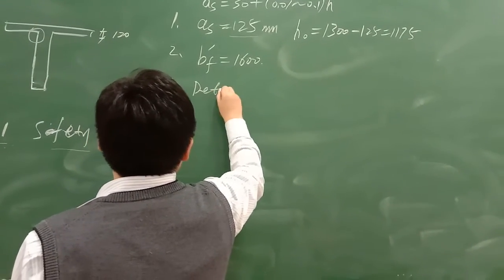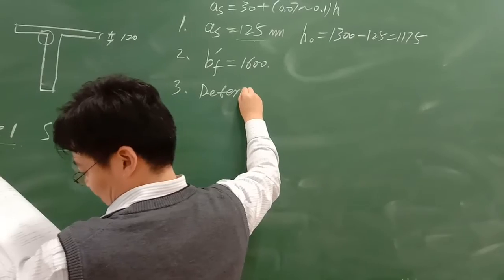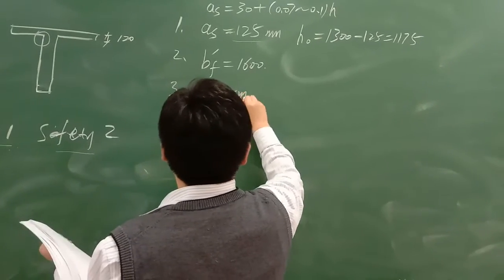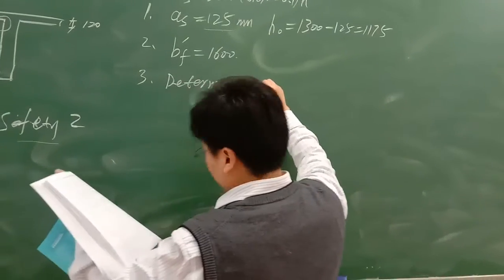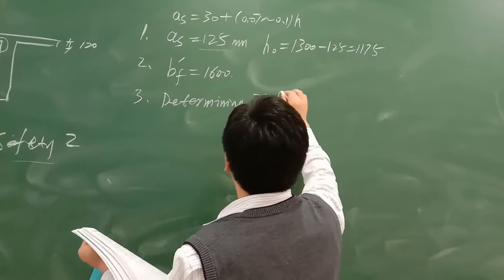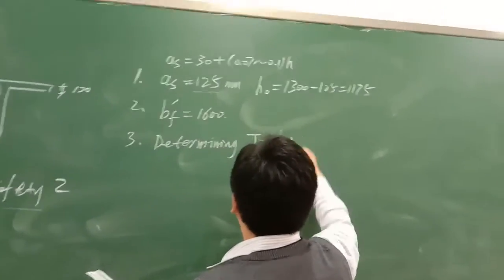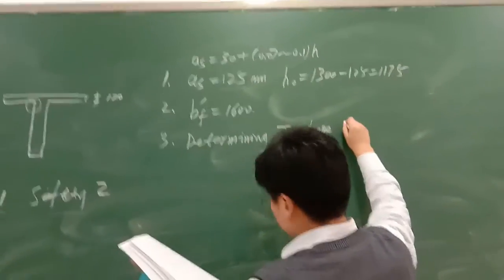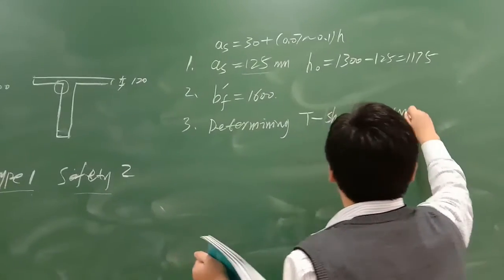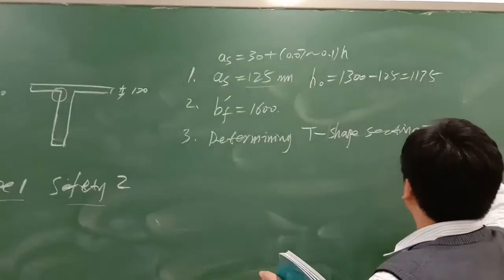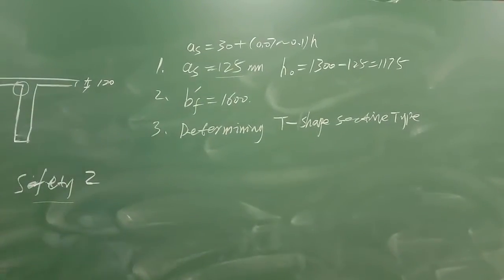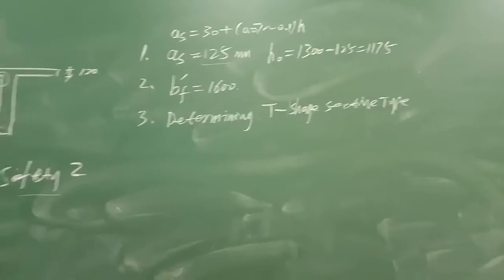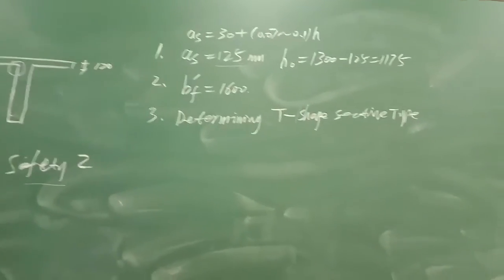Determining either type 1 or type 2, the T shape. So BF is given, right? BF is given, yes, in this question it has been given to you.